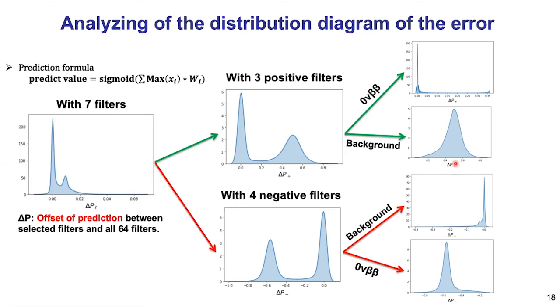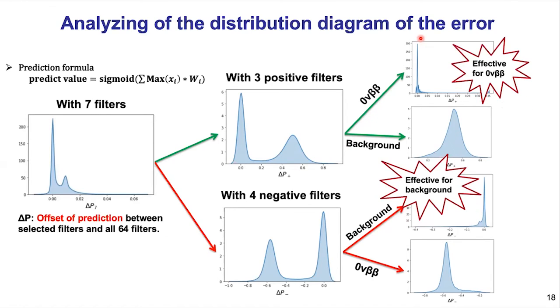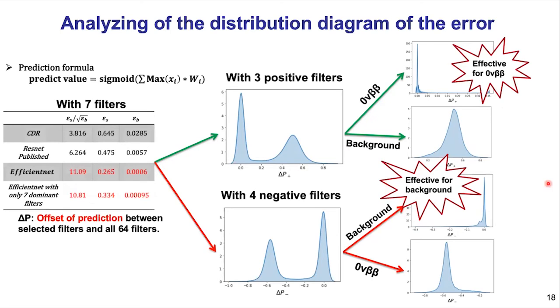So we can say 3 positive filters are effective for distinguishing neutrino-less double beta decay events, and the 4 negative filters are effective for background events. And you can see from this table that the 7 filters contribute most to the classification as the significance value is comparable with our best result.